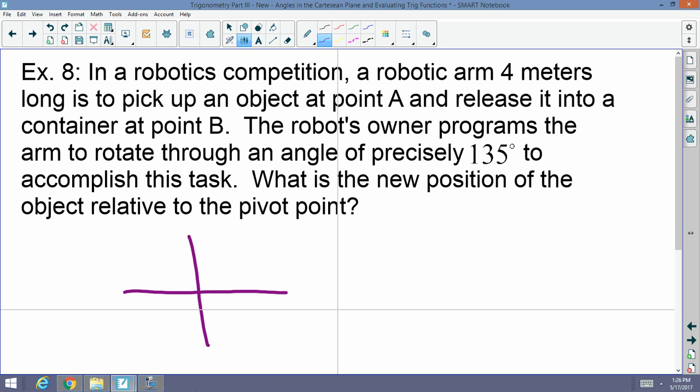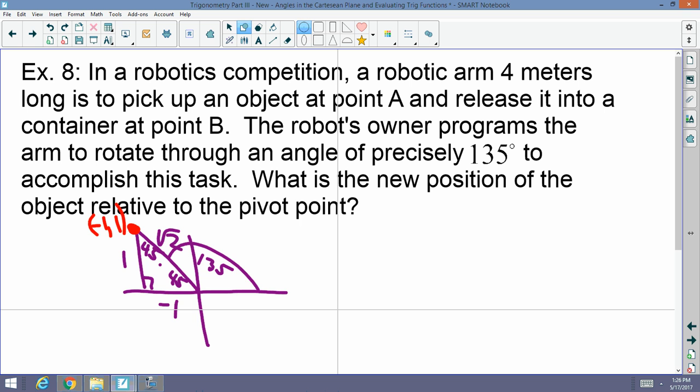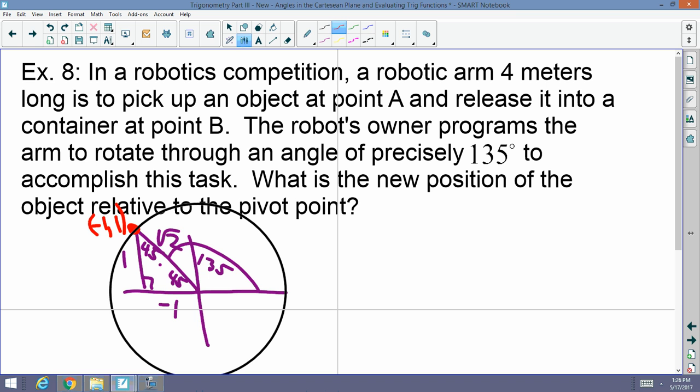Okay, so I'm going up 90 and then 45, right? So right here, this is my 135. This is my 45. So this is negative 1, this is 1, this is square root of 2. So what's the point on this circle here? Negative 1, comma 1. That's the position. Because what's really happening is this angle traveled and ended right here, and that's my location. Amazing class, guys.